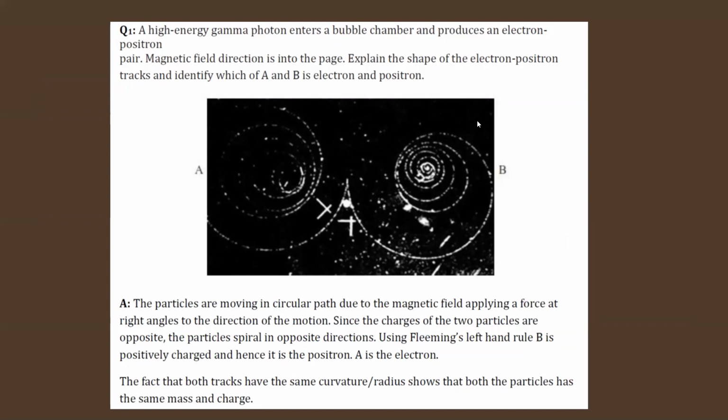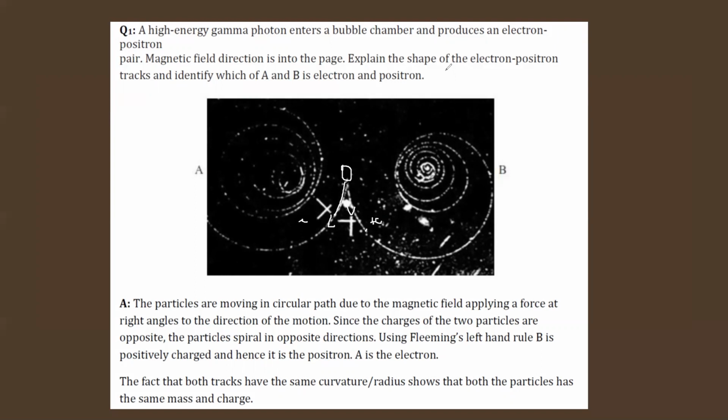This is a typical exam style question. A high energy gamma photon enters a bubble chamber and produces an electron and positron. The photon is neutral, that's why you don't see the track of the photon. But at this point the photon decays into two particles, an electron and a positron.